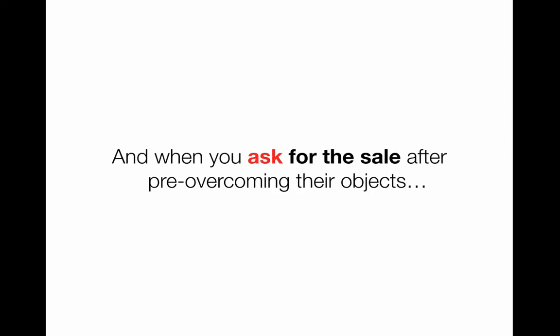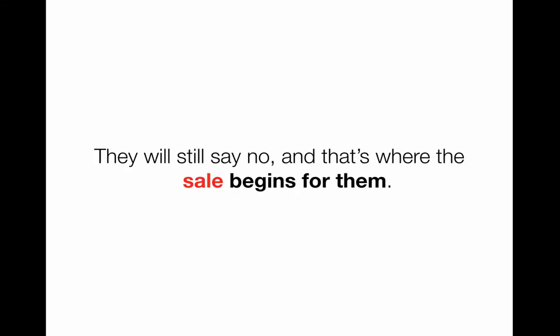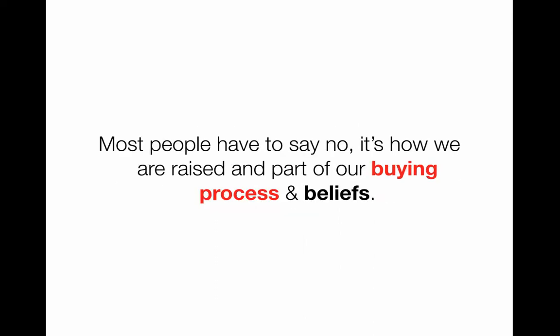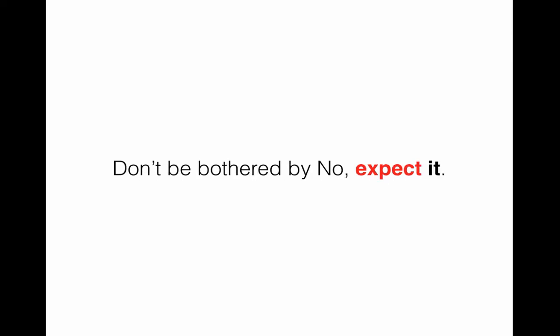And when you ask for the sale, after pre-overcoming all their objections, they'll still say no. And that's where the sale begins, for them. With this sales system, you've already addressed and overcome all their objections, and now you can use logic and your secret weapon to close the sale. Most people have to say no. It's how we're raised and part of our buying process and beliefs.